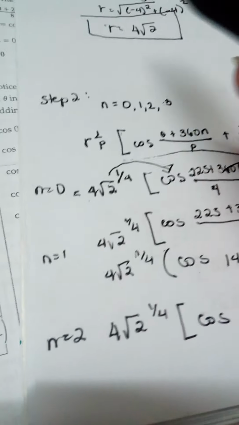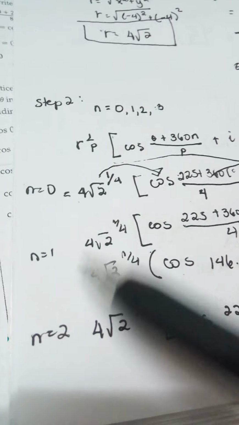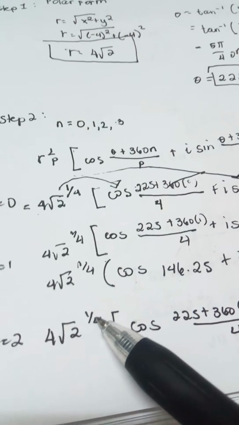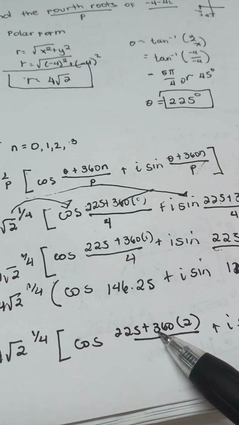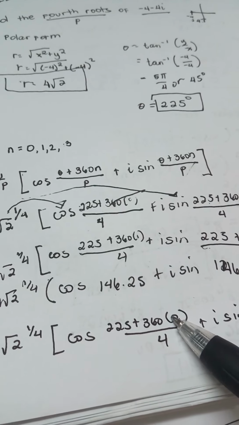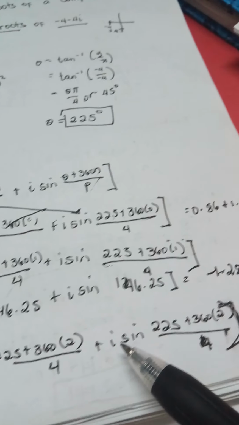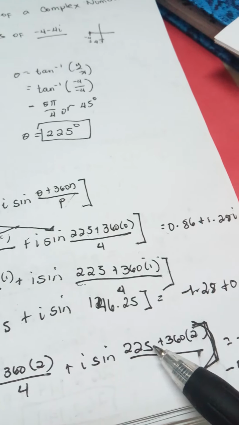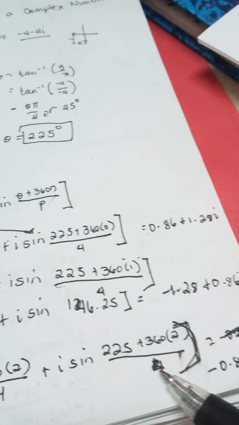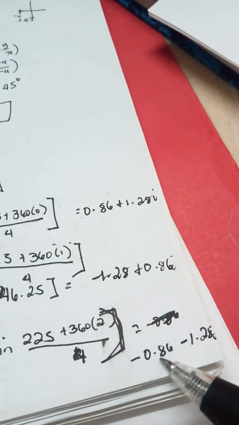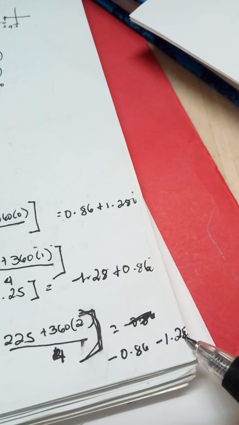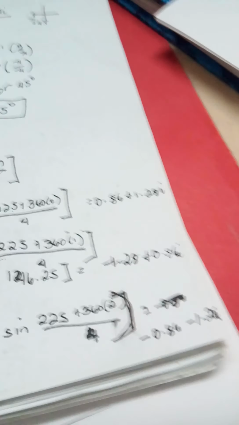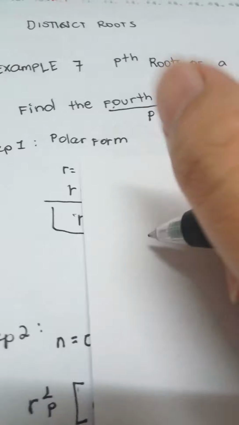So the next step is when n is equal to 2. So n is equal to 0, 1, 2. When n is equal to 2, 4 the square root of 2 to the power of 1/4 times cosine of (225 plus 360 times 2) over 4, so only this will change, plus i sine of (225 plus 360 times 2) all over 4. Answer is negative 0.86 minus 1.28i. And the last is when n is equal to 3.